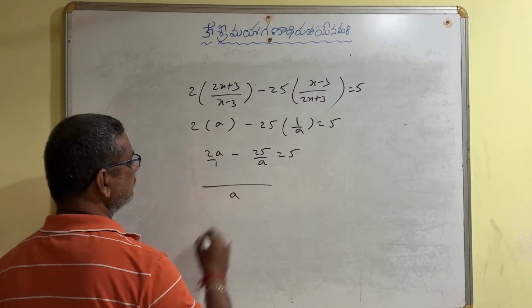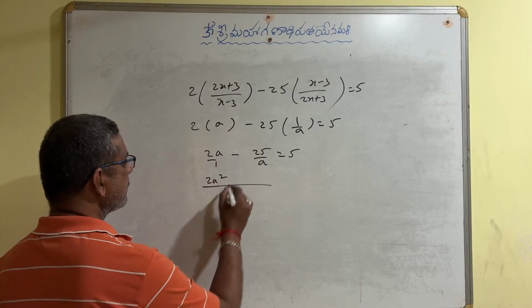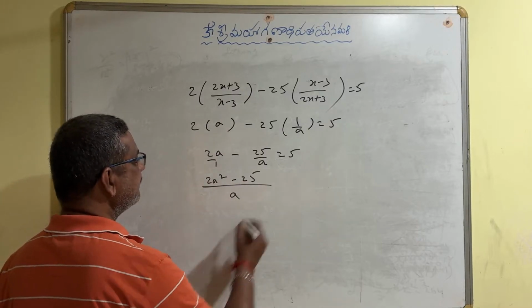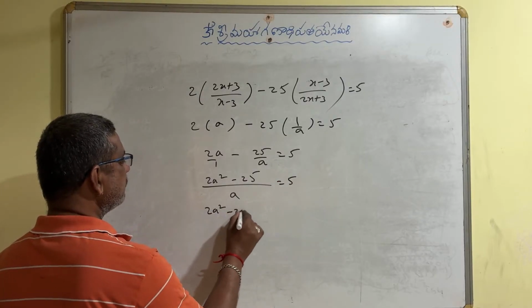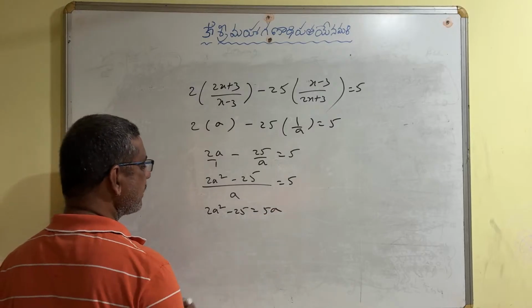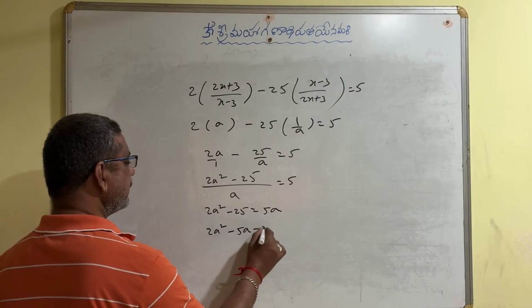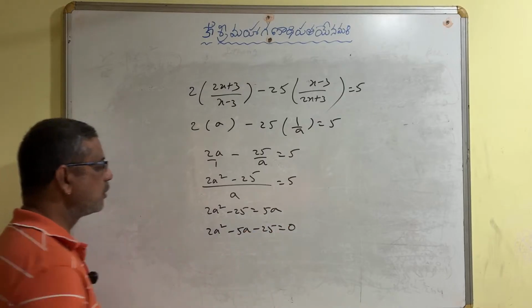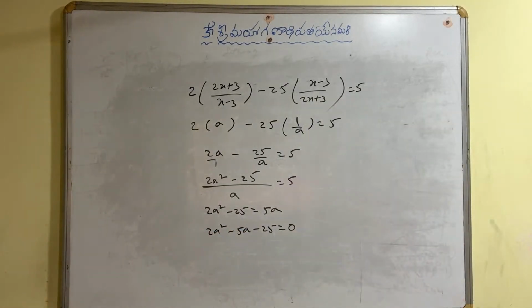Now take LCM. 2a square minus 25 is equal to 5a. 2a square minus 5a minus 25 is equal to 0. Find out the a value, children.